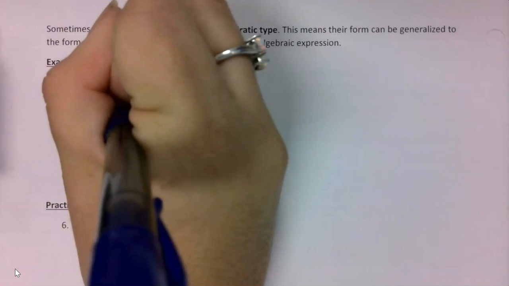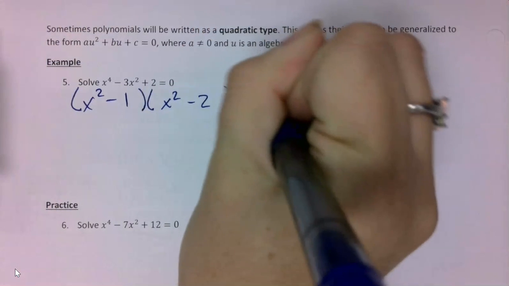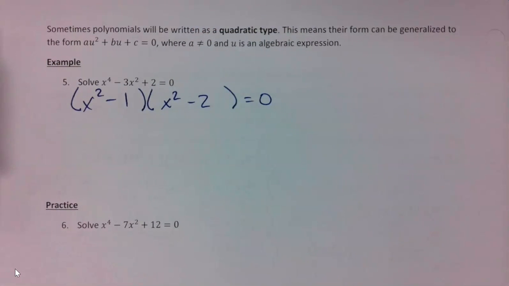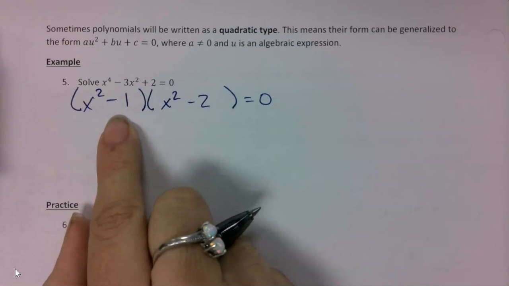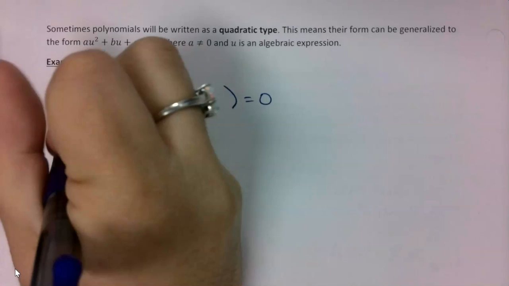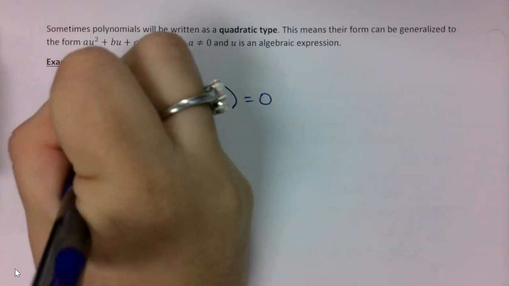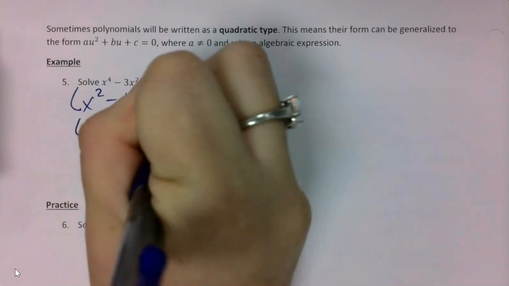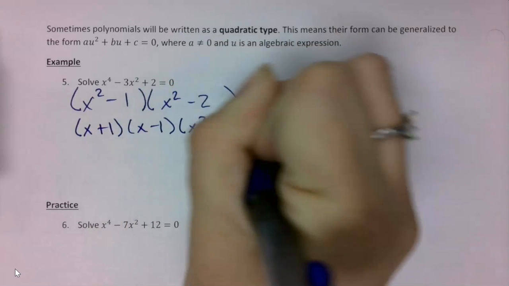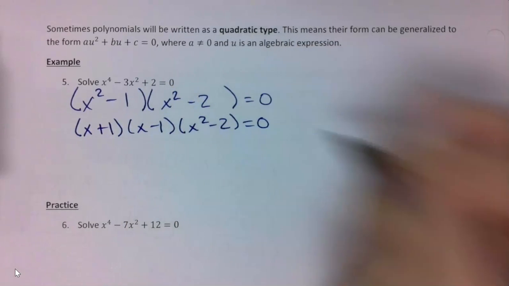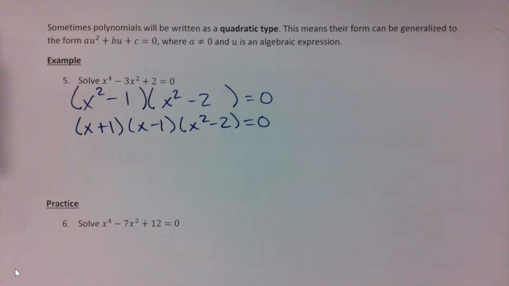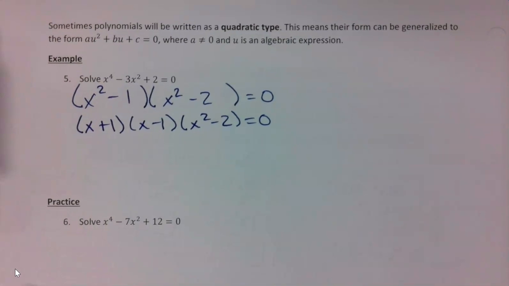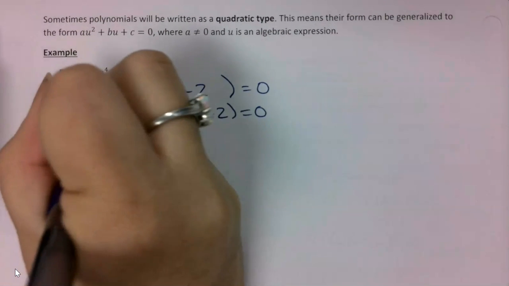Negative 1 and negative 2. And then can I simplify either one of those more? Can I factor and figure out what multiplies to negative 1 and adds to 0? This one I can. Yeah, positive 1 and negative 1. But I can't do it for the negative 2, so I just leave that. And then I take all 3 of those and set them equal to 0 because of the zero product property.